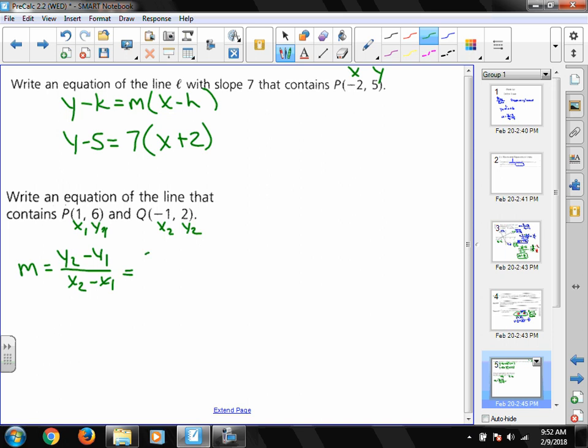So I'm going to get 2 minus 6 divided by negative 1 minus 1. 2 minus 6 is going to give me a negative 4. Negative 1 minus 1 is going to give me a negative 2. So I end up with a slope of positive 2.